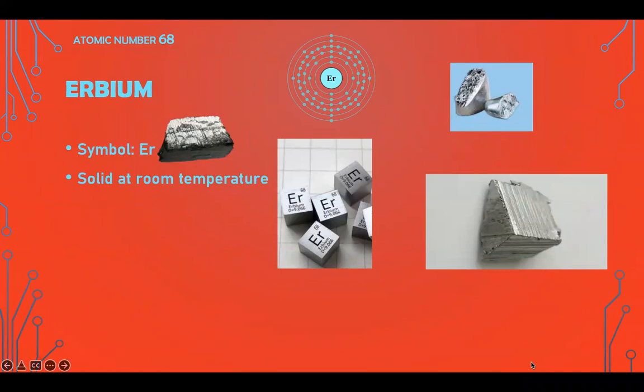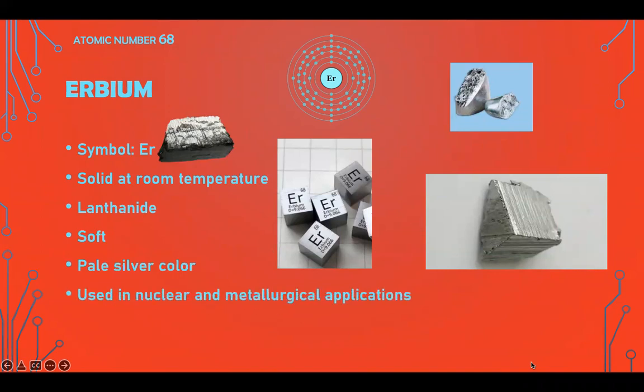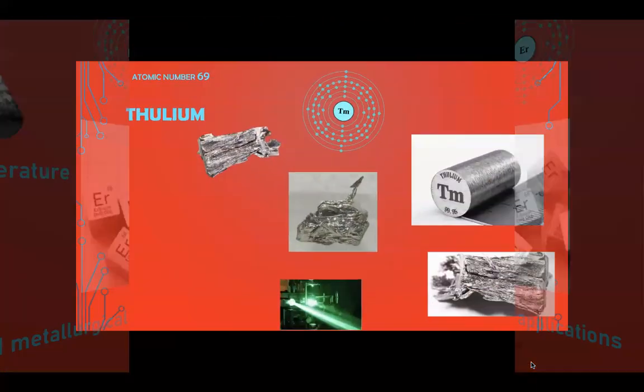Erbium. Erbium symbol is Er. It is a solid at room temperature. It's a lanthanide. Erbium is soft. It has a pale silvery color, right? And erbium is used in nuclear and metallurgical applications. Metallurgy is basically the extraction of metals from their ores.